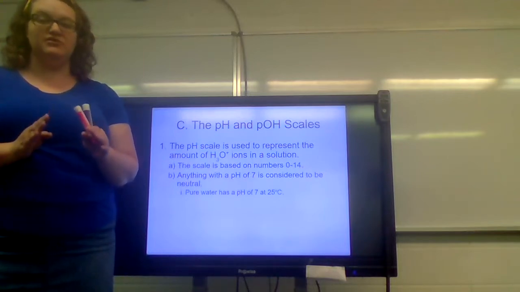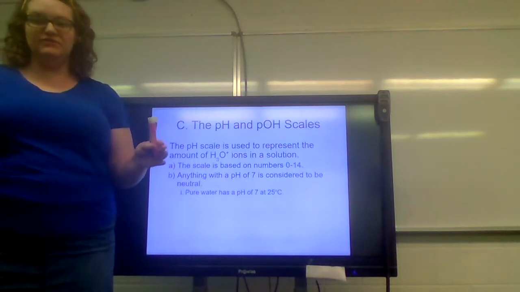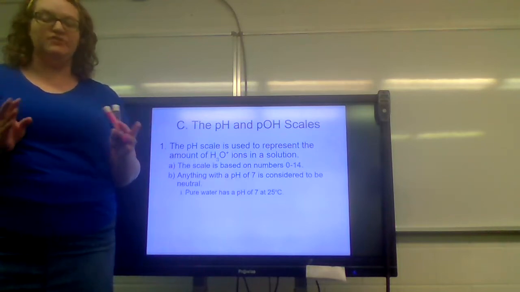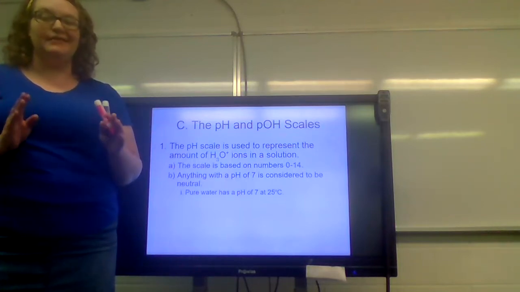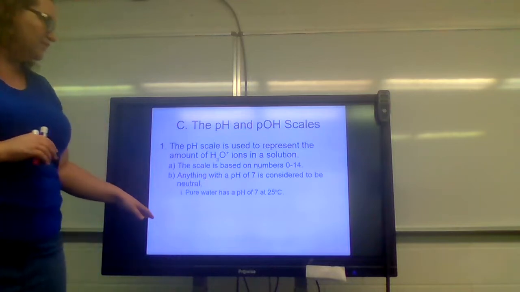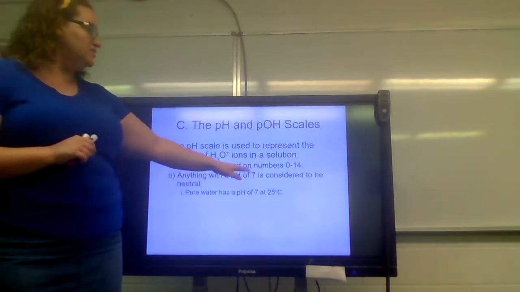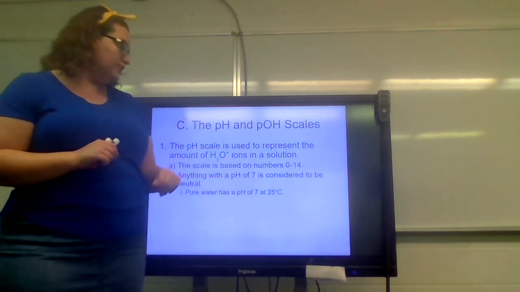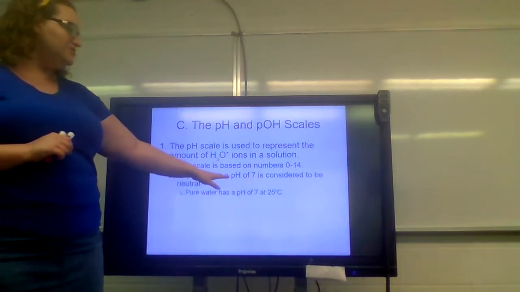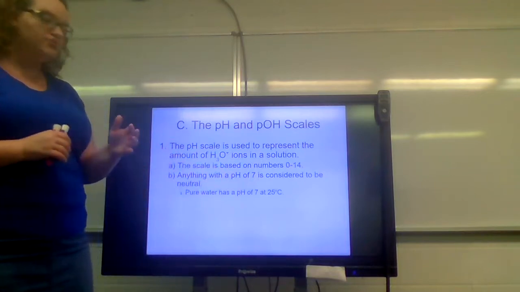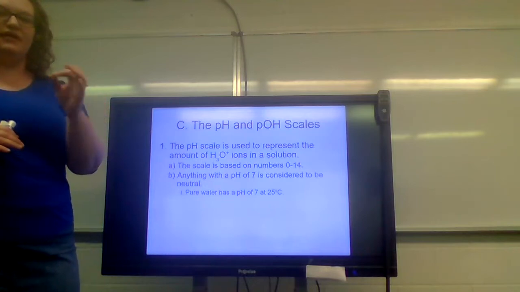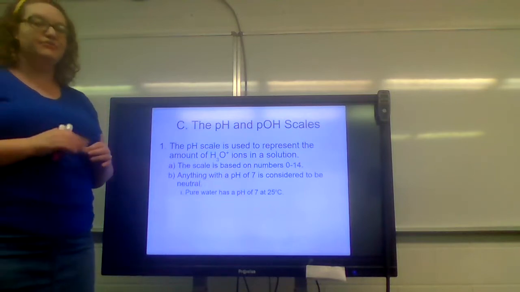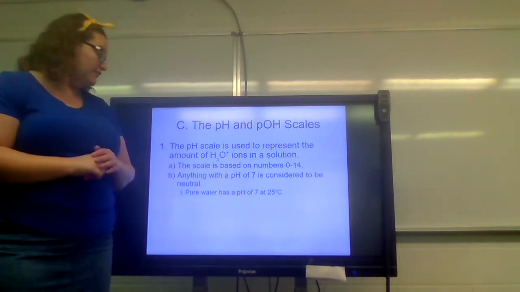That's what the pH scale looks at for every single substance on the face of the planet. How much ability does it have to make an acid? Okay, so the scale is based on numbers 0 to 14. Anything with a pH of 7 is considered to be neutral. It's the dead center of the scale. It is considered the neutral portion of the scale.